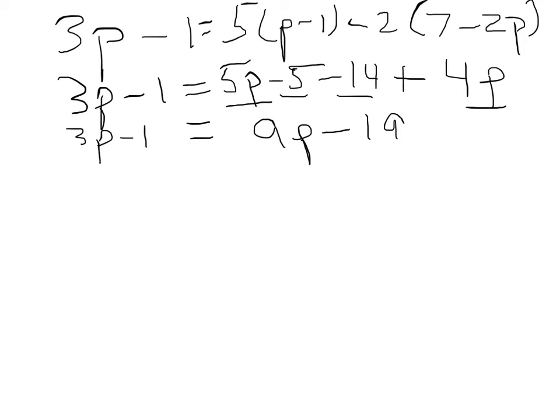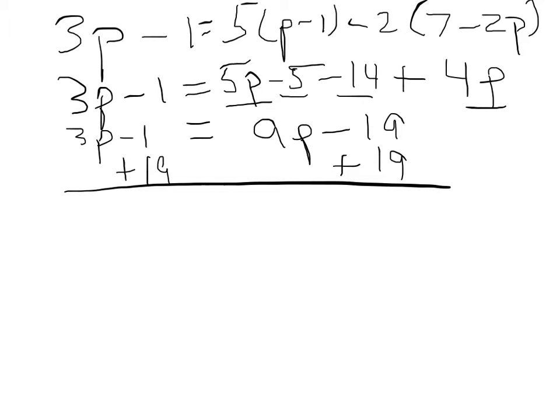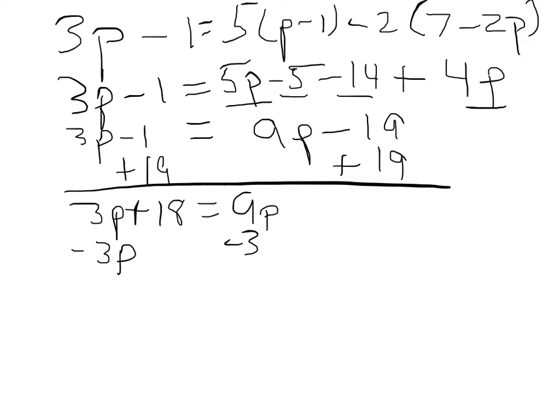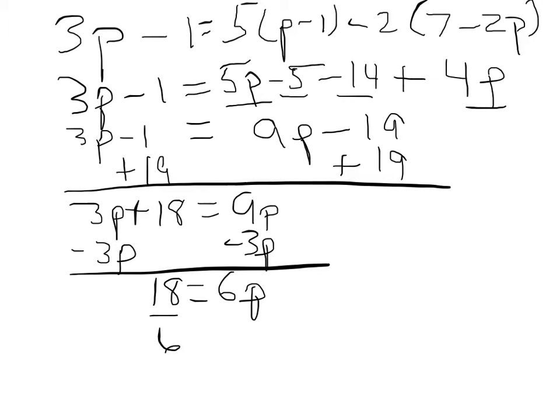Then we have to add 19 on both sides. And that gives us 3p plus 18 equals 9p. Subtract 3p from both sides. And that gives us 18 equals 6p. Divide both sides by 6. And we get p equals 3.